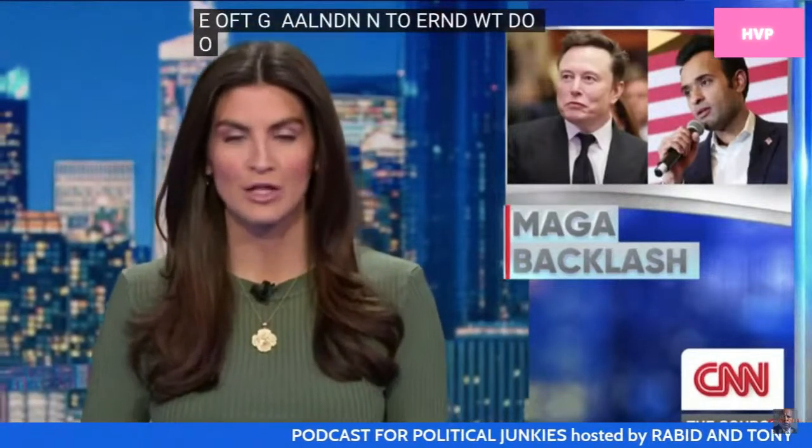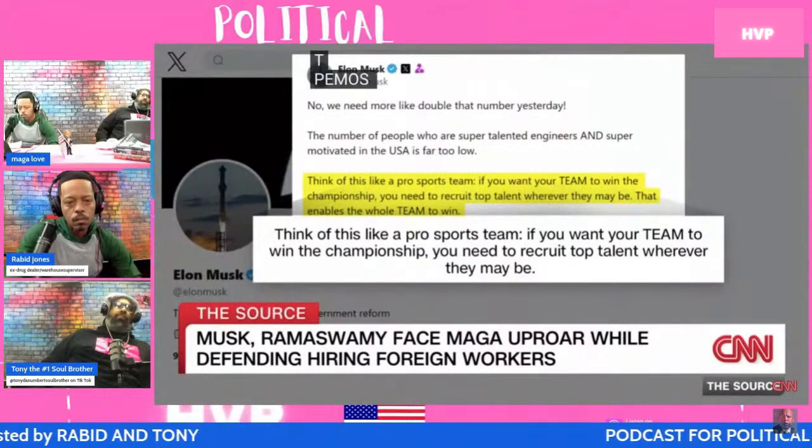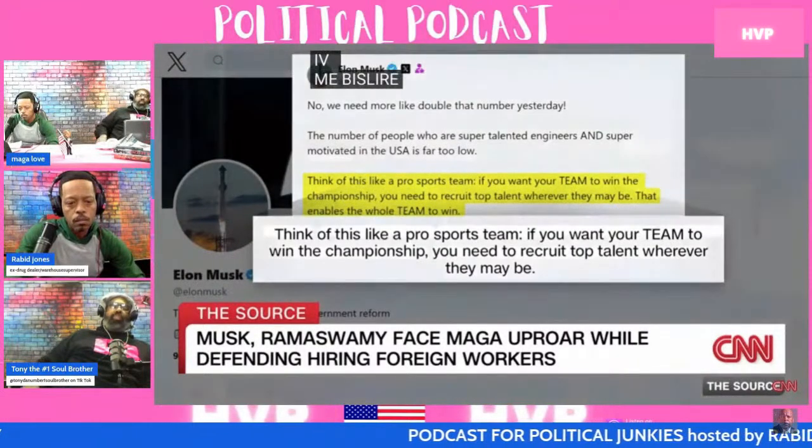This is how CNN explained the situation. Five days from now, we're seeing a crack between some of his top advisors and his MAGA base. Elon Musk and Vivek Ramaswamy are both facing major blowback from their own supporters for not only backing, but encouraging, offering more visas to highly skilled foreign workers. Over the Christmas holiday, Musk posted this online saying, think of this like a pro sports team. If you want your team to win the championship, you need to recruit top talent wherever they may be. He later added, I'm referring to bringing in via legal immigration the top 0.1% of engineering talent as being essential for America to keep winning.